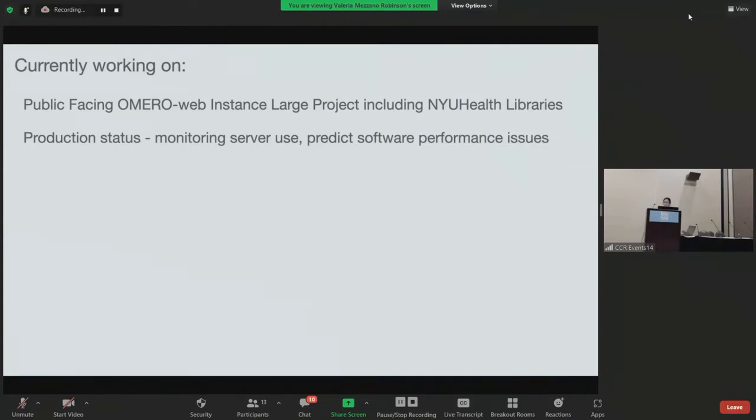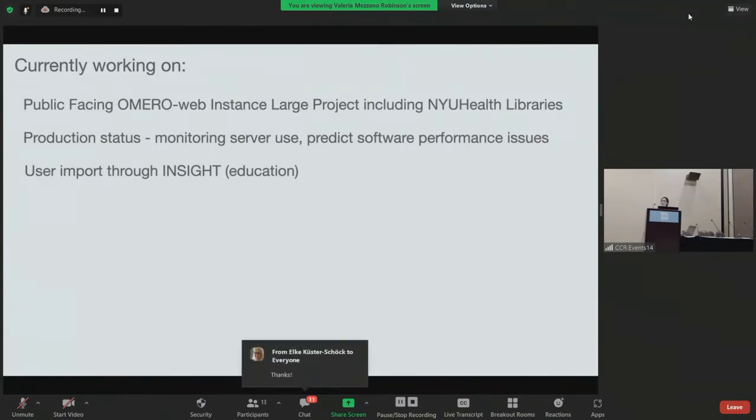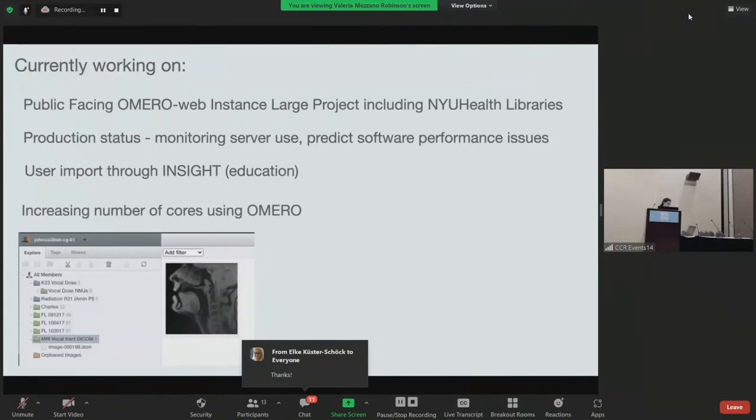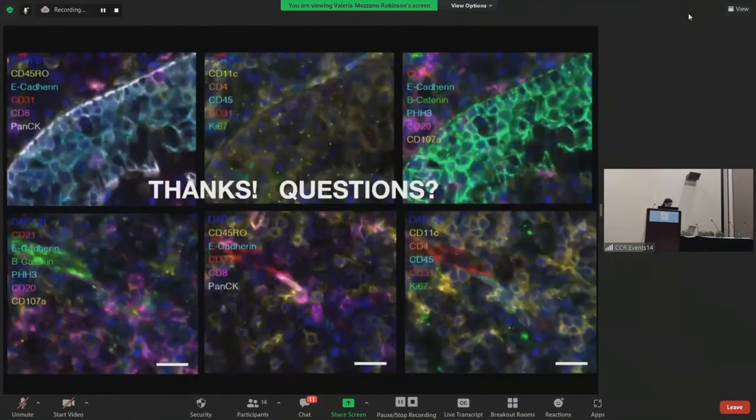Now that we're in production status, we're figuring out the best ways of monitoring the use and what happens when there are glitches, and this is kind of work in progress and learning. We need from DART specifically to do more education for the users on how to import their own data so that they can start using it even more in their research. And of course, increasing the number of cores using OMERO so that all the image data produced by the cores can be held securely in one place. So thank you, and I'll leave it open for questions afterwards.